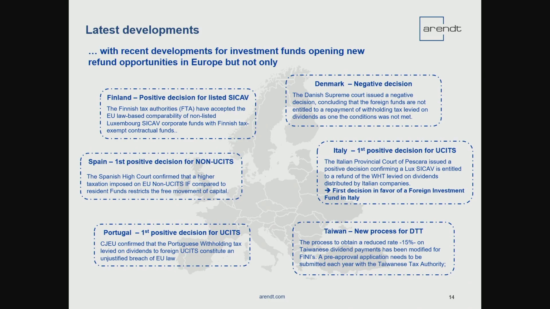So speaking about Spain, Portugal, we have also Finland. It was also a decision that was expected for several years. We had the decision in 2021. We were receiving positive decisions for contractual funds and for SICAV. The Finnish tax authorities were making a difference between non-listed and listed SICAV. When we had listed SICAV, we were getting a refund. But for non-listed SICAV, it was always a negative decision.